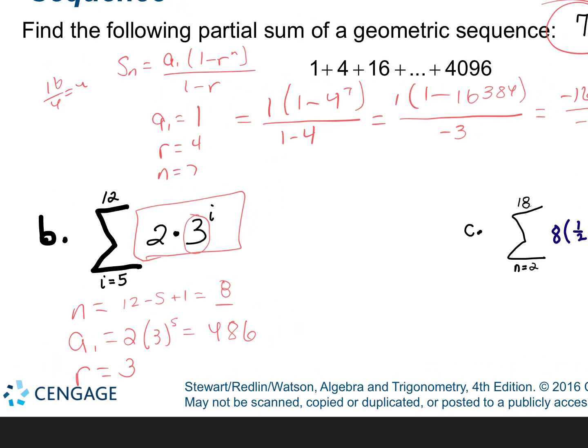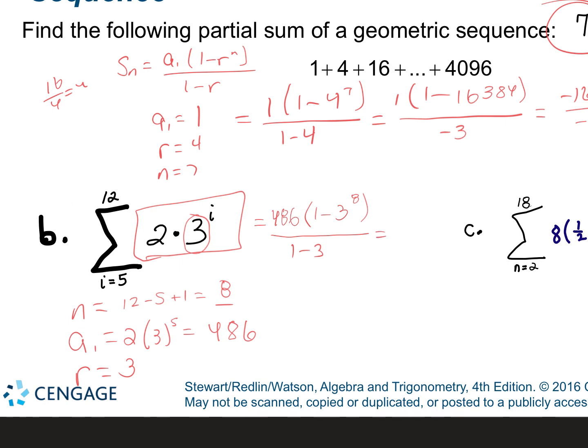So now we can plug everything in. So your formula is the first term. Well, we found out the first term was 486. Then I have 1 minus R. R is 3, right? To the what power? Ooh, to the 8th power. This is going to get big. It's okay. It's totally fine. And I'm going to divide that by what goes in my denominator? 1 minus R. So 1 minus 3.